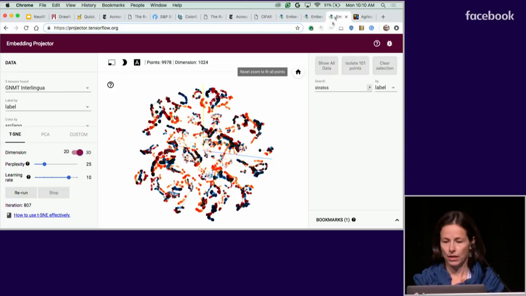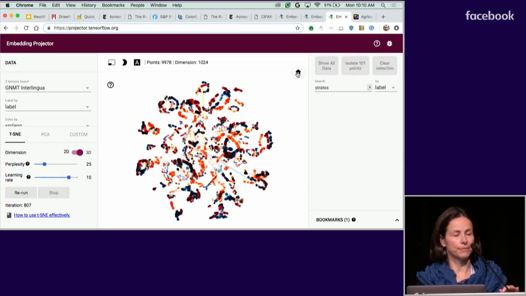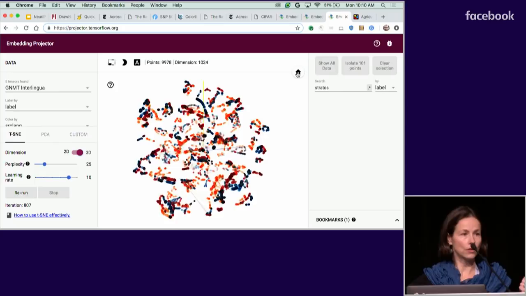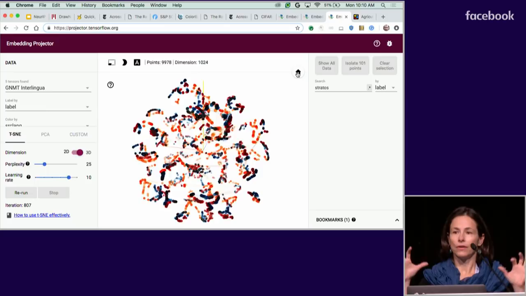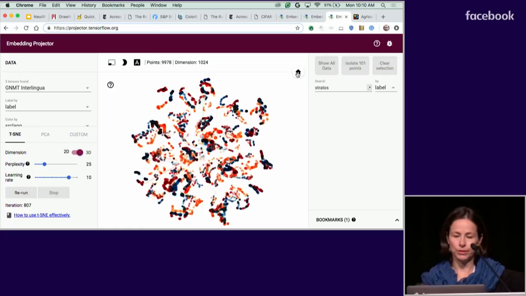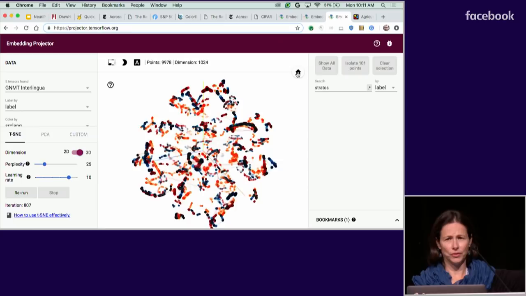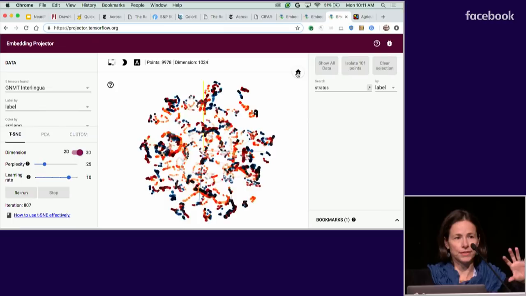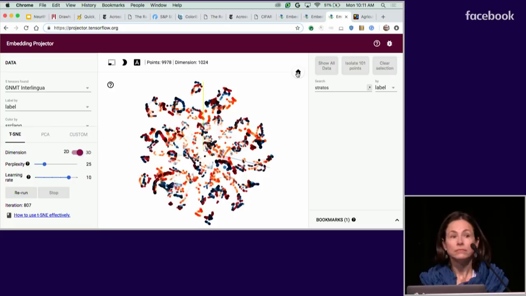This is a visualization of a multilingual system that takes in three languages: English, Japanese, and Korean. I am coloring each sentence by its source language. English is blue, Korean is red, Japanese is yellow. It looks convoluted and weird, but my first question is, do you see a big neighborhood of red in one part, a big neighborhood of yellow in another corner, and a big neighborhood of blue? Do you see separate colors? No, right? You don't see this.